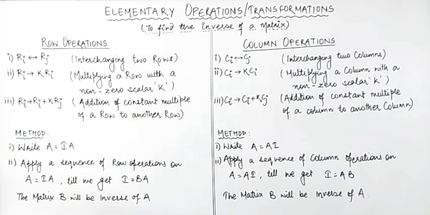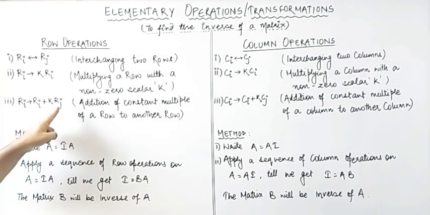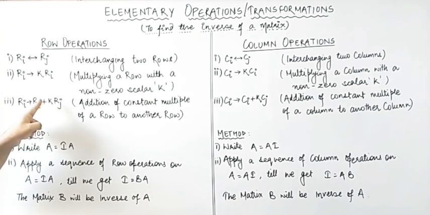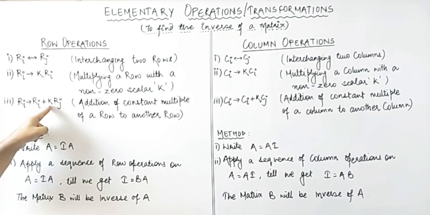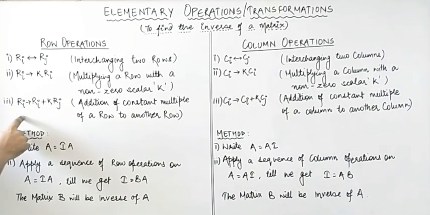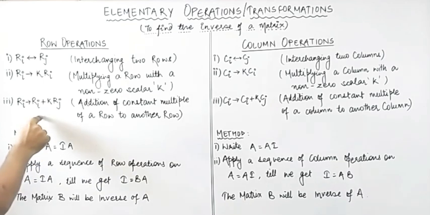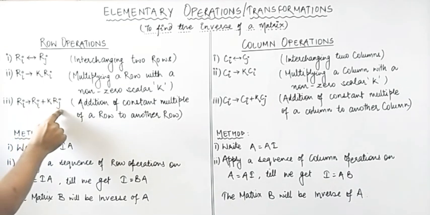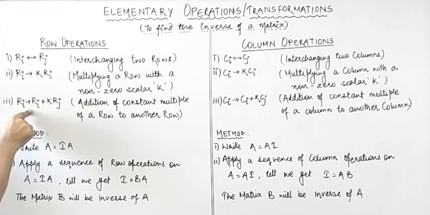Third is Ri can be changed to Ri plus k times Rj, that is the addition of a constant multiple of a row to another row. In this, what we have done is we have added k times jth row in ith row. Clear? So these are the three row operations.